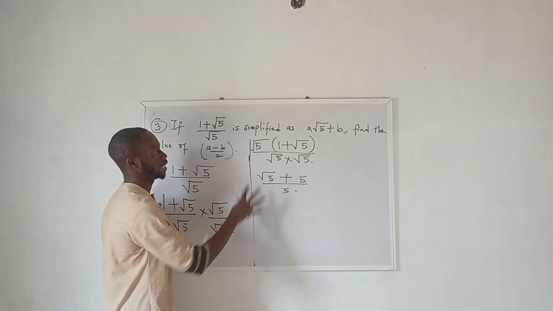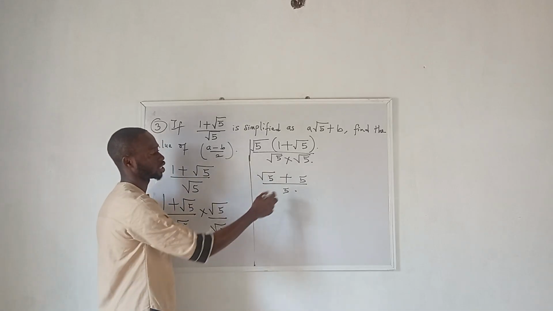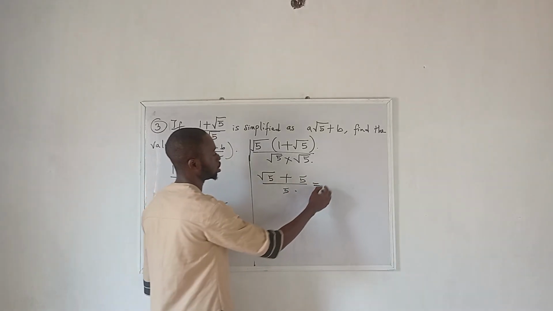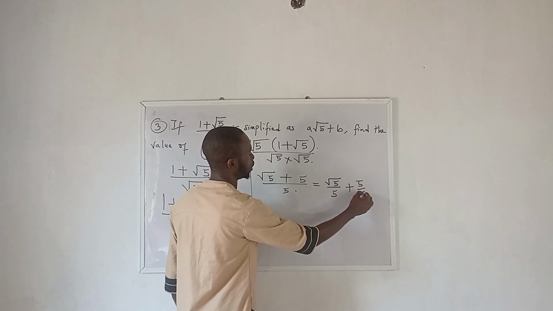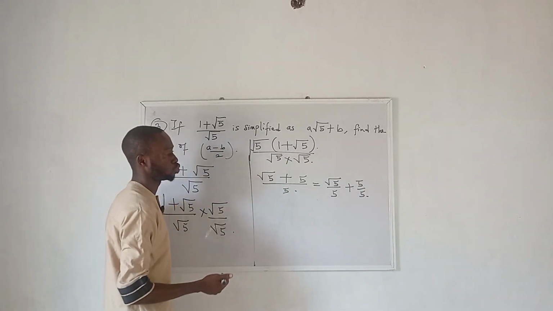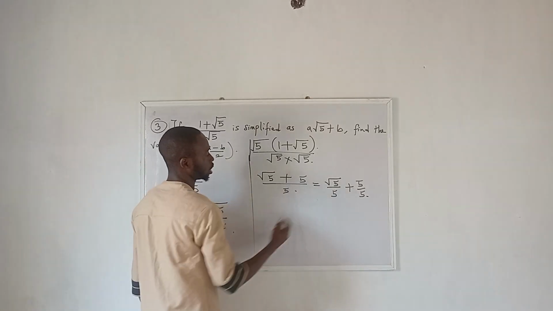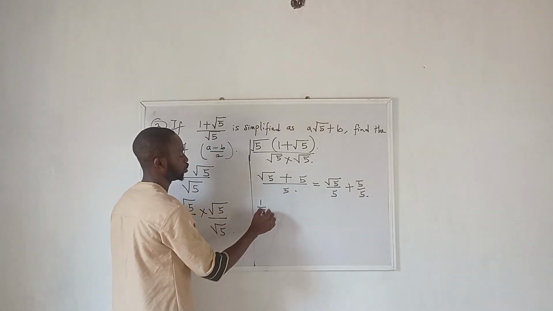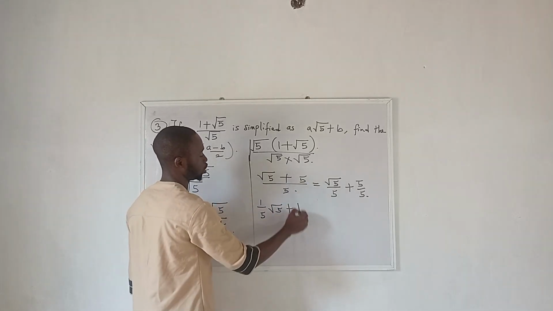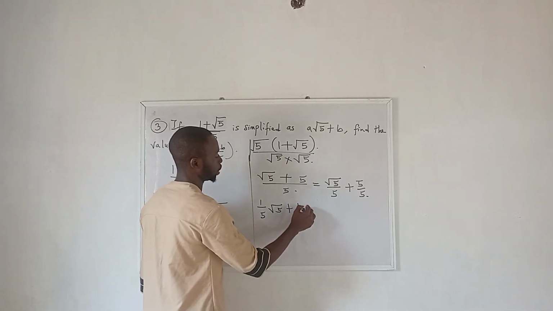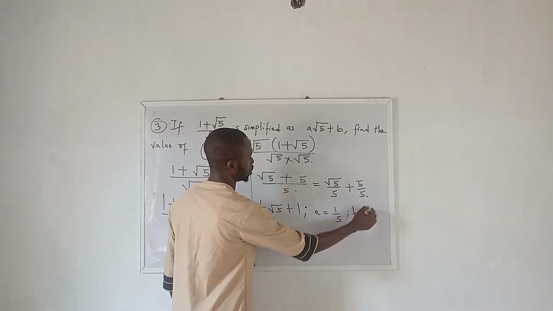So what do I do next? This answer, I have to look for a way to make it look like this. Then what I can do is split the denominator to the two of them. I can say this is root 5 over 5 plus 5 over 5. I've split the denominator. But I'm still not getting what I want because I need A. So this that I have here, I can write it as 1 over 5 root 5, the same thing, then plus 5 over 5 there is 1. So that basically implies that A equals 1 over 5 and then B is equal to 1.